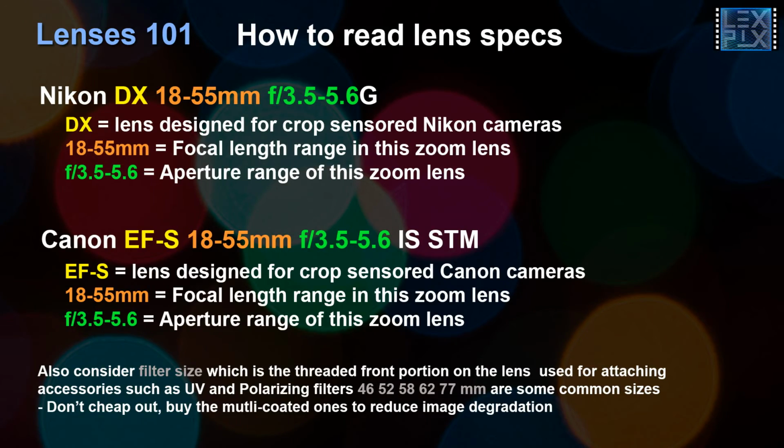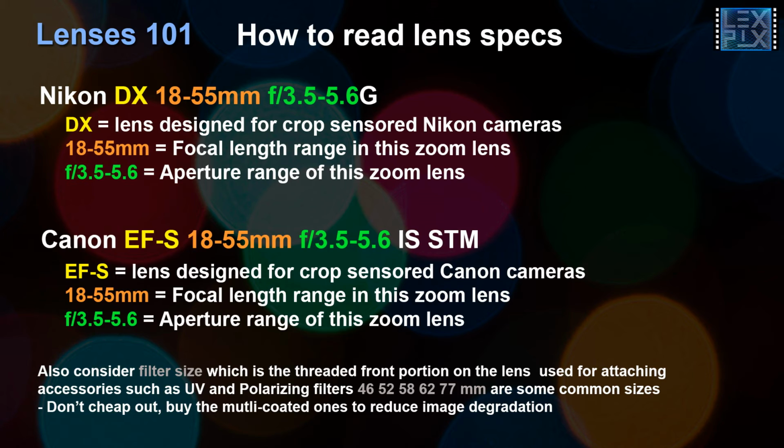So what that means, as you can see, is the yellow DX means it's designated for Nikon crop sensor cameras. So it's for the Nikon crop sensor. The 18 to 55, that's the focal range in this zoom range. And then the f/3.5 to 5.6, of course, is the aperture range of the zoom lens.